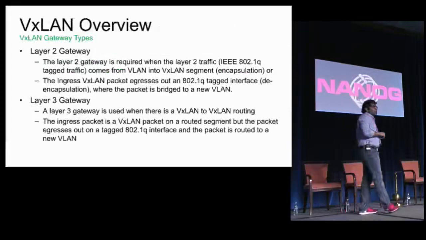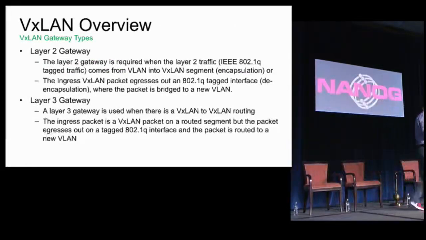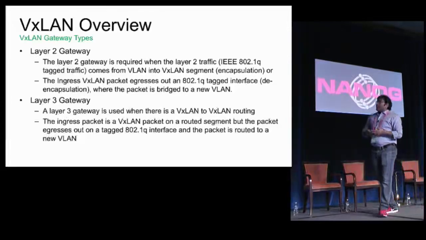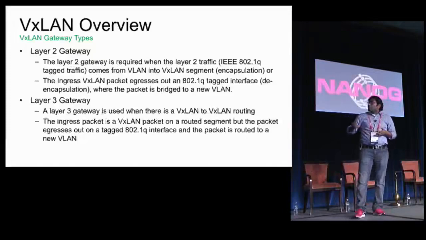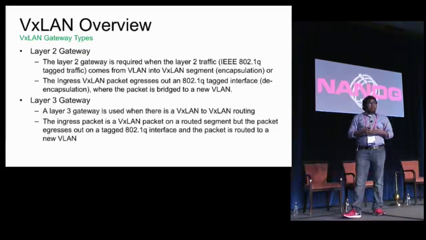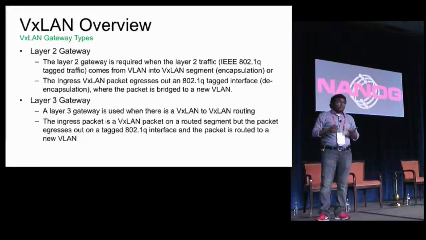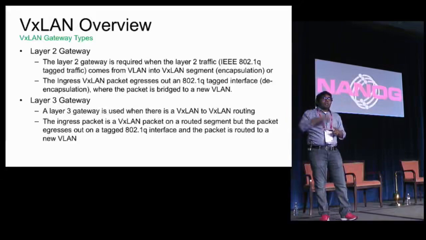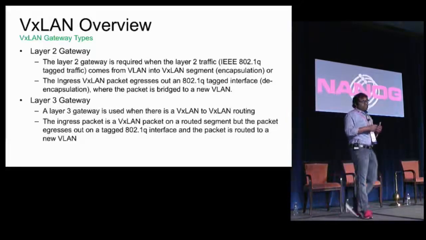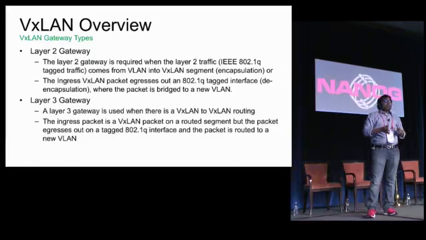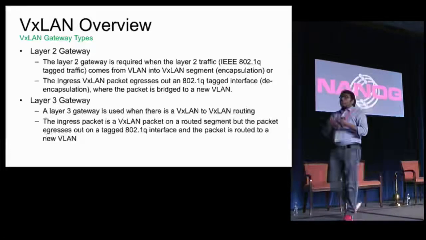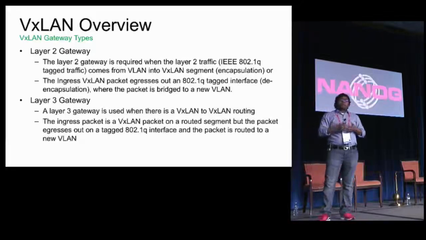Now, you have two gateways, the layer 2 gateway and the layer 3 gateway. As I mentioned before, when you have traffic that requires layer 2 bridging from VLAN to VxLAN encapsulation, or you have any packet coming in from a tagged interface, a .1Q interface, and going towards a new VLAN in a bridged packet format, that's where you use layer 2 gateways. On the other side, you have layer 3 gateways, which take care of doing VxLAN to VxLAN routing. So any packet which requires a routed action requires the VxLAN layer 3 gateway.